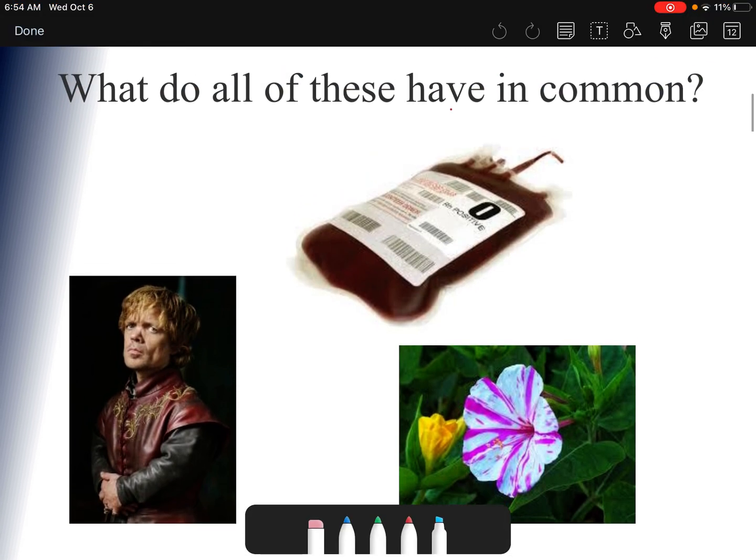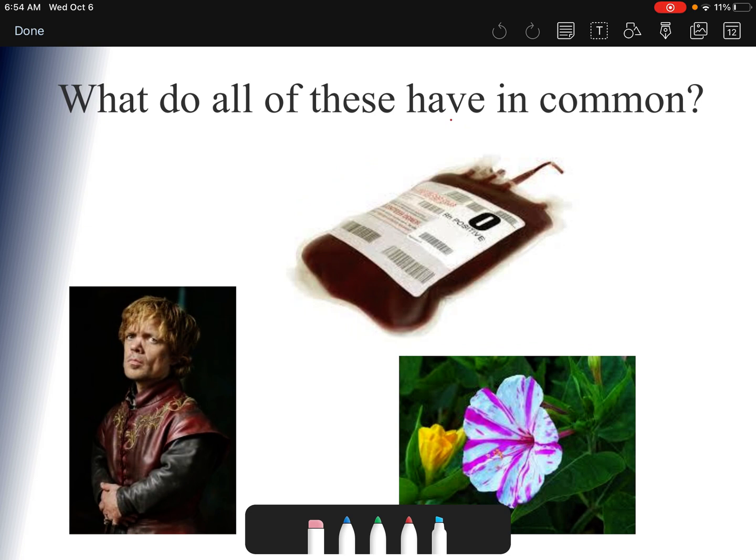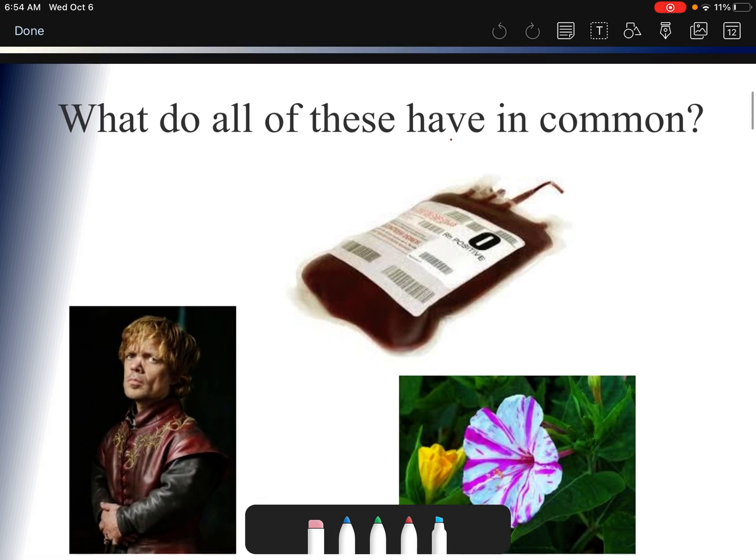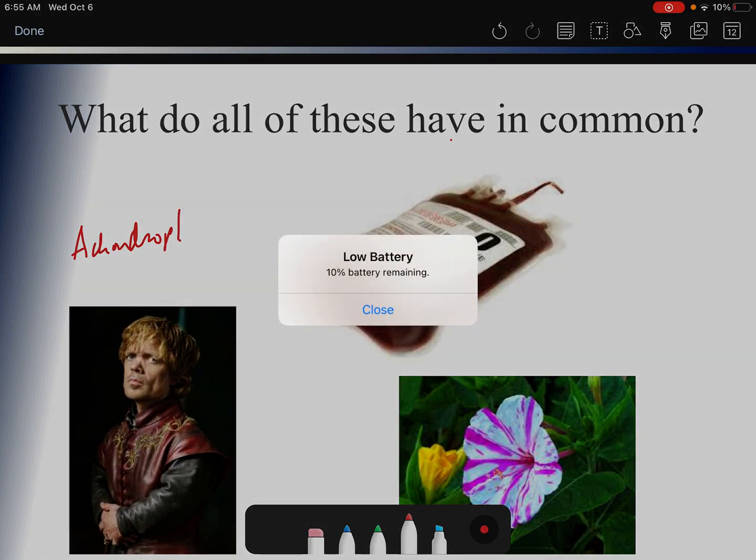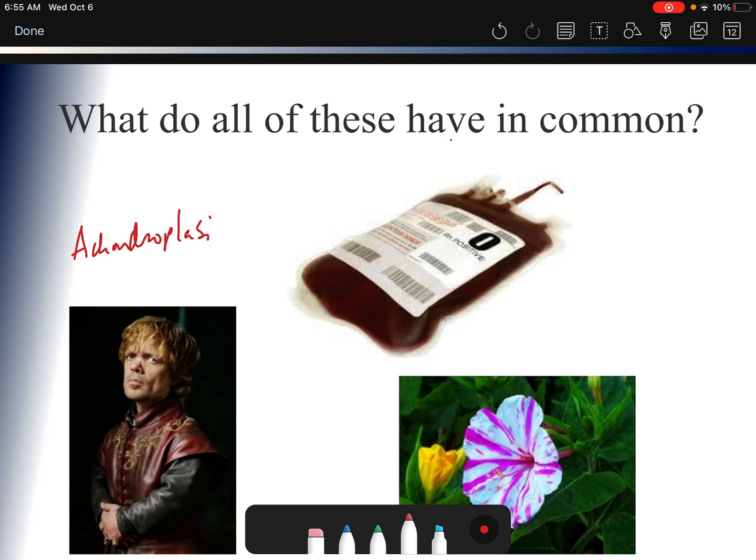This one here, this actor Peter Dinklage, who was in Game of Thrones, which my kids always watched, has achondroplasia. And that's a lethal allele. On your blood types, those are multiple alleles. And then this is flowers showing codominance.